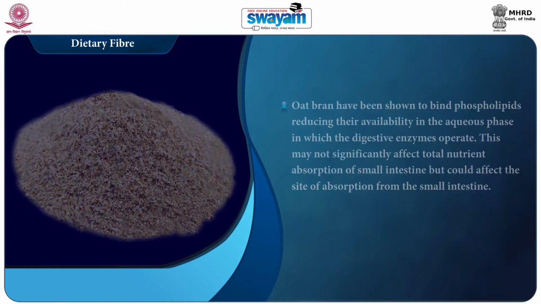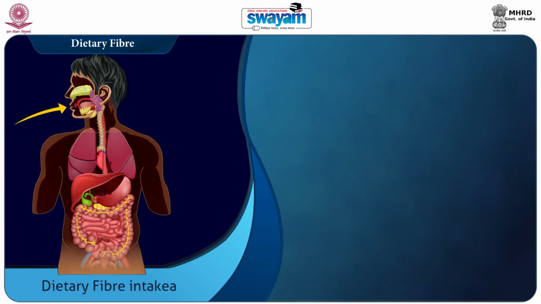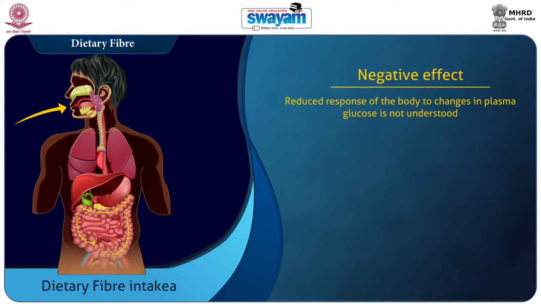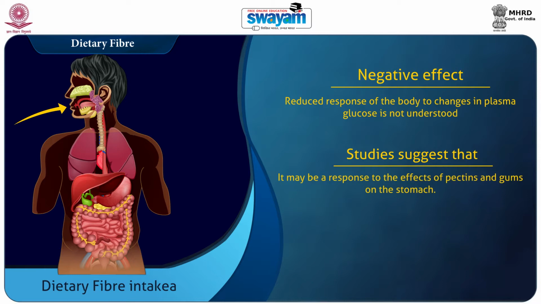This may not significantly affect total nutrient absorption of the small intestine, but could affect the site of absorption from the small intestine. The underlying mechanism of the other apparently negative effect of dietary fiber, that of reduced response of the body to changes in plasma glucose, is not well understood. Studies suggest that it may be a response to the effects of pectins and gums on the stomach.